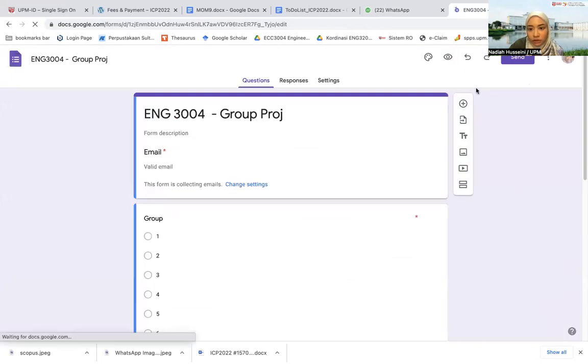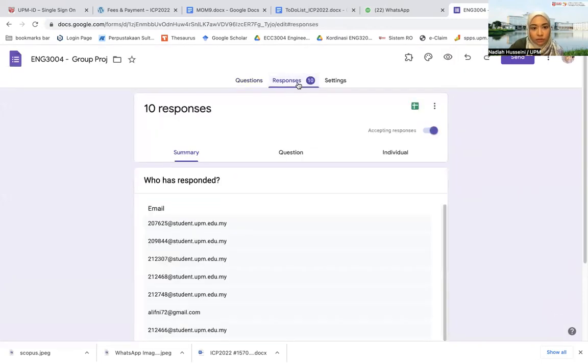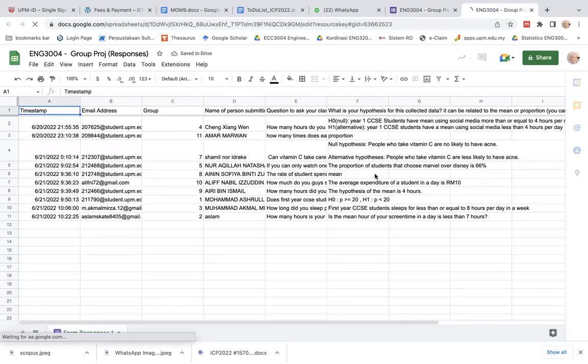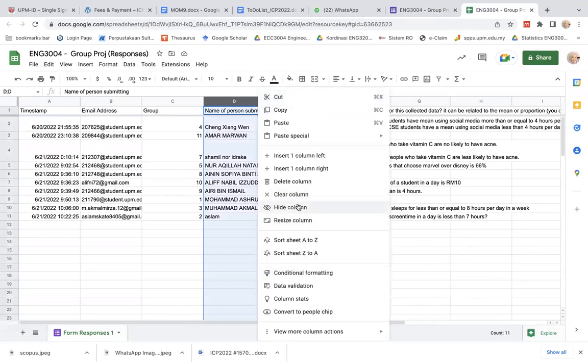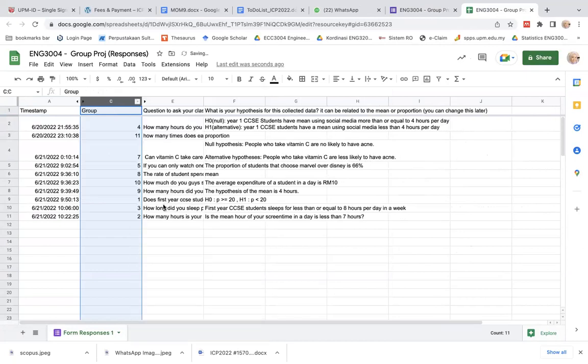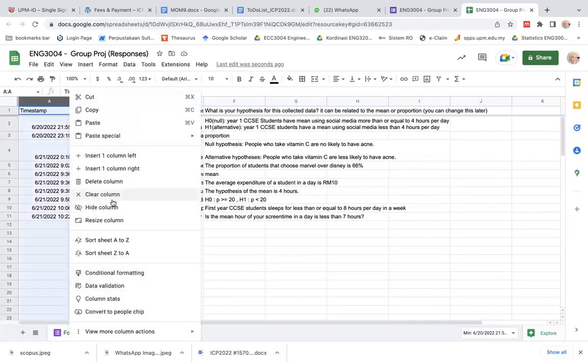This is not the interesting part. Oh, I have 10 responses now. Cool. So 2 more. Again, don't be scared to submit your hypothesis because you can change it later. I just want to see what you have. Okay, so this is what I have from you guys. Let me hide this and hide this as well. Hide column, timestamp. The one that just submitted is group 2. I'm waiting for group 12 and 6. Please do so soon. Hide column.